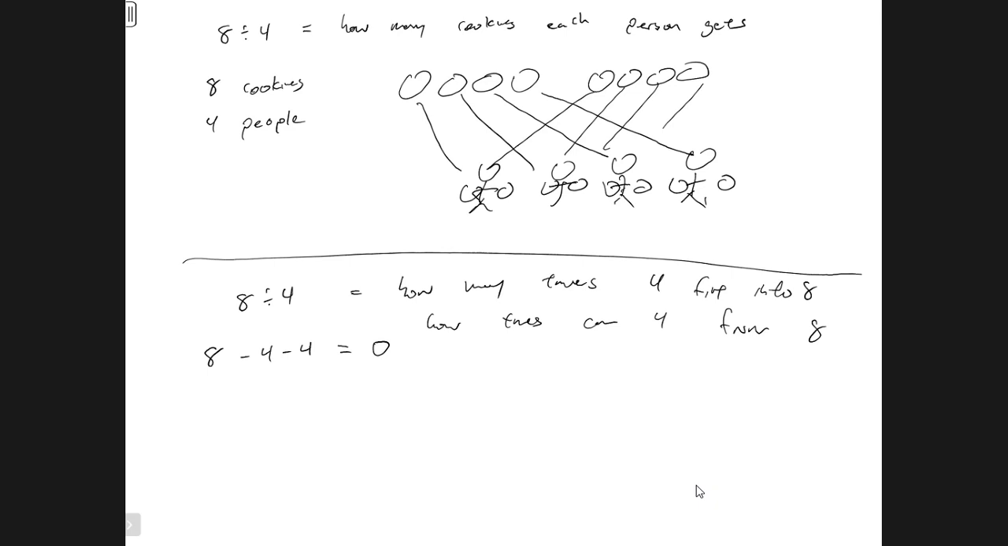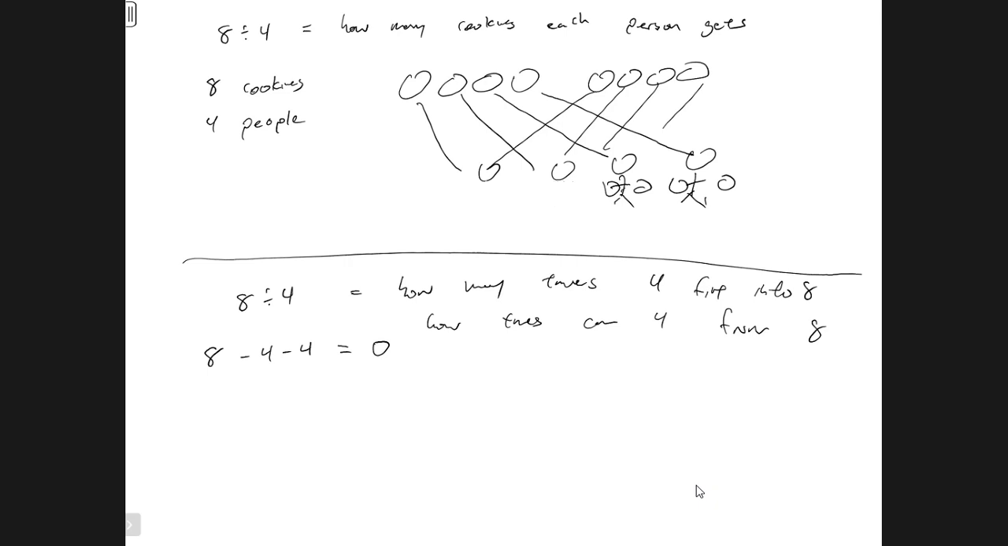How does this relate to our first way of thinking about division? Well, you can think of subtracting 4 as giving everyone a cookie. So each time you subtract 4, everyone gets one more cookie. The first time you subtract 4, everyone gets one cookie. The second time you subtract 4, everyone gets 2 cookies. So the number of times you subtract 4 is how many cookies one person has. And here you could subtract 4 2 times, which means that everyone gets 2 cookies. So the answer to 8 divided by 4 is equal to 2.